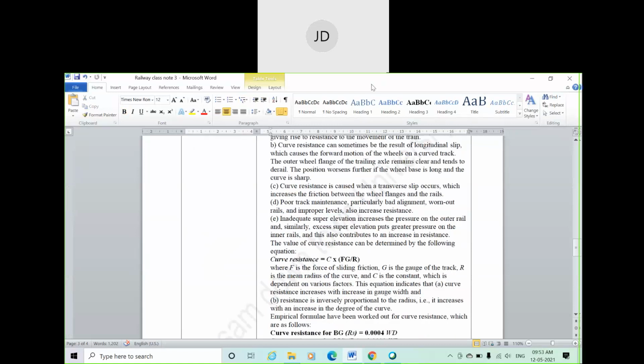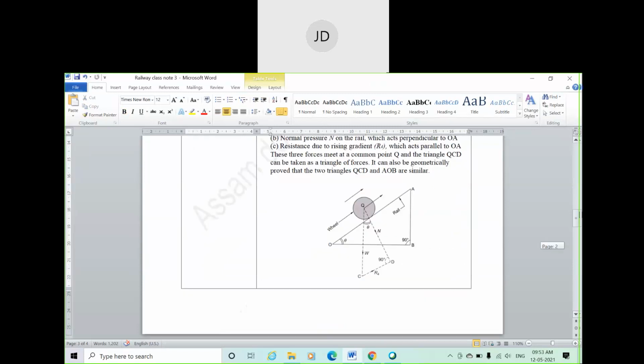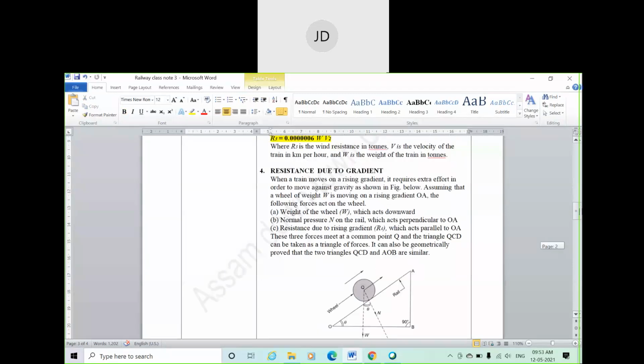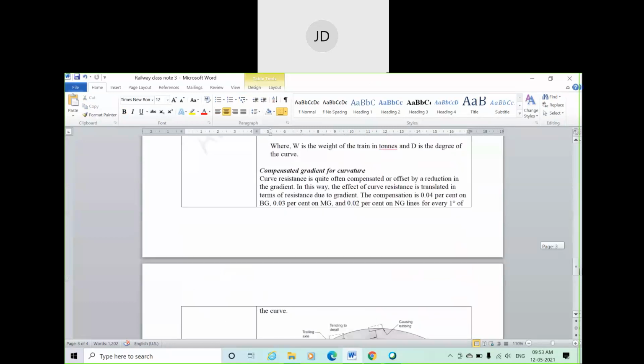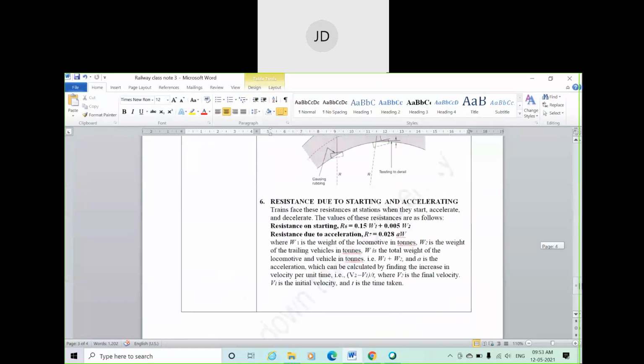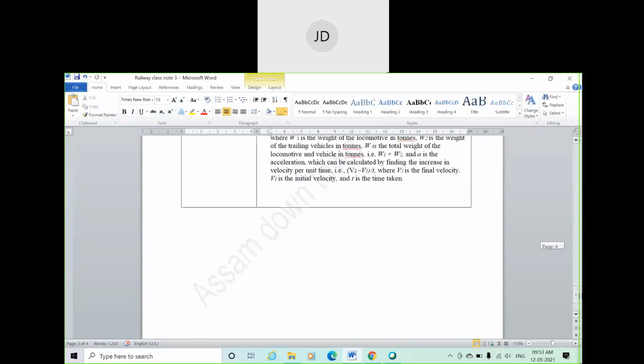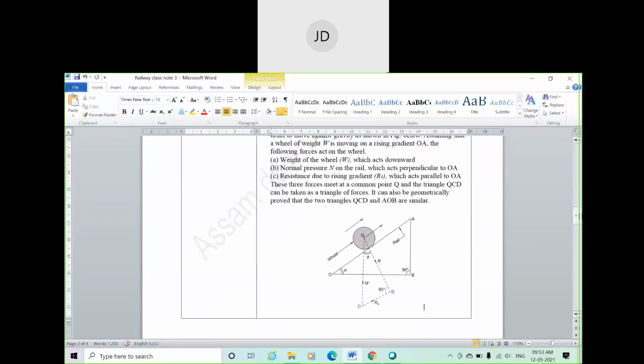I'll do one thing. Till now, I want to stop. In the next class we'll complete resistance due to curvature, and resistance due to starting and accelerating. Fine. So till now, is it clear? Is it clear to you? Any doubt till now?